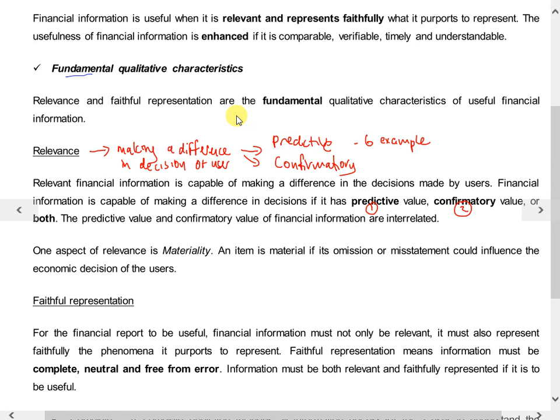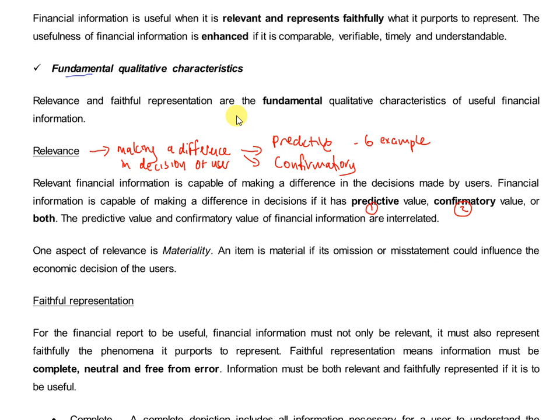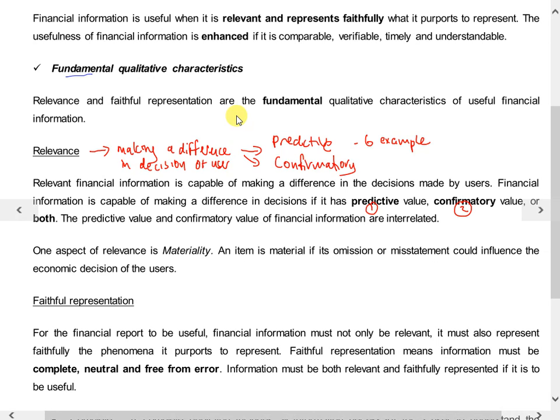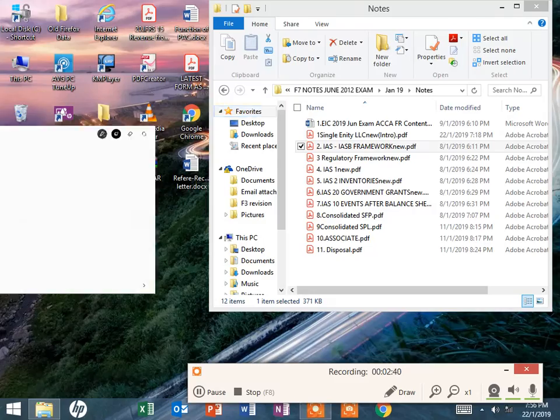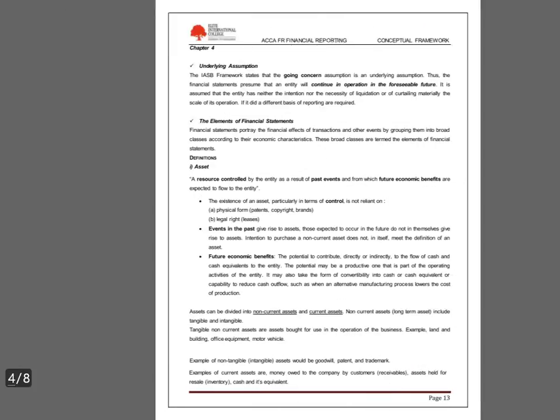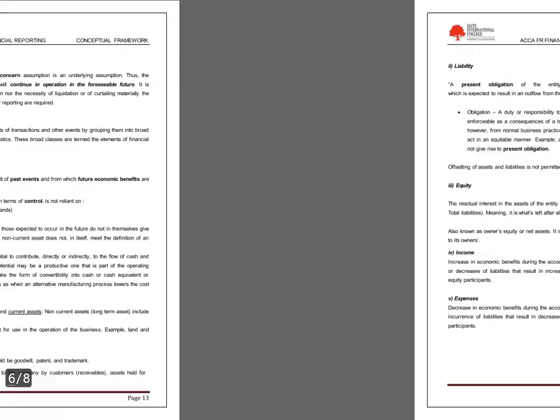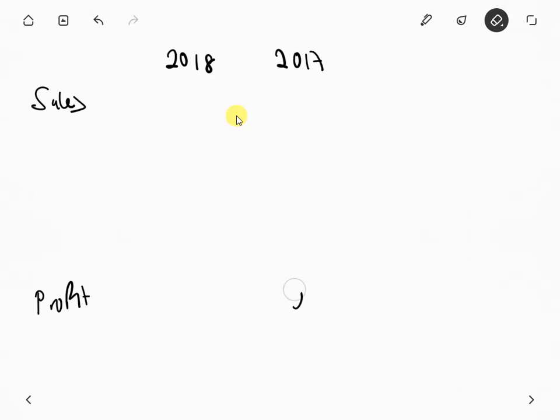Predictive value. Our financial statement 2018. We also have 2017. Okay. Sales. And all the way here is my profit. If my profit is 100, can we predict 2019? Okay, we can predict.